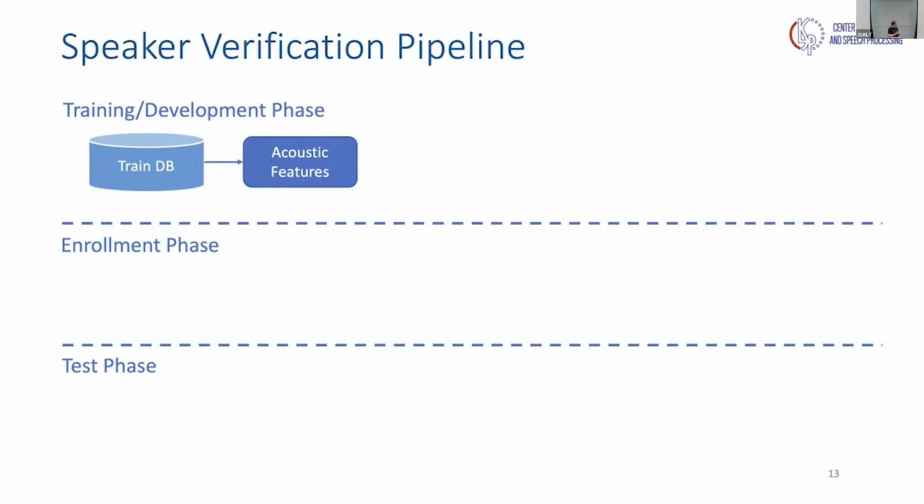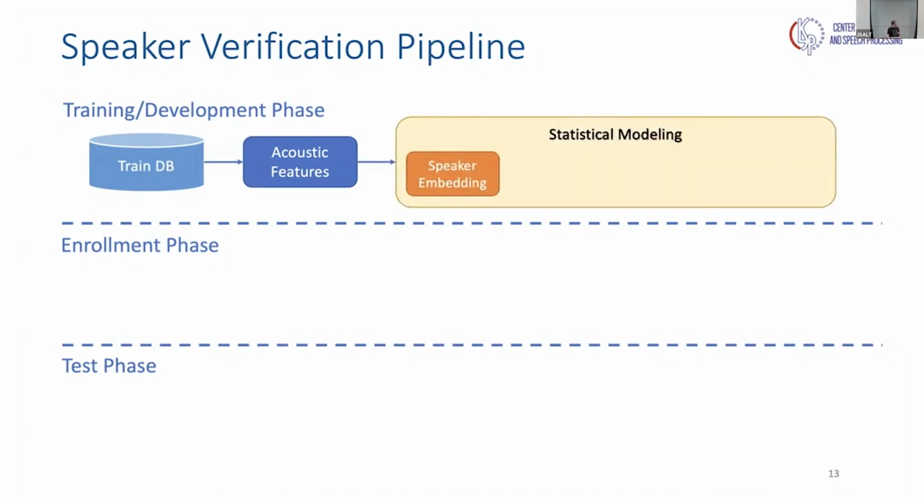So you will take this training database and extract some kind of acoustic feature. And then you will do statistical modeling. Mostly right now, this statistical modeling is basically training a neural network, a speaker embedding neural network. And then you may have to train some kind of metric model that helps you to compare embeddings. You may also have to train some kind of calibration model. The calibration model will help you to transform the metric that compares the embeddings of two audios into some kind of measure that has probabilistic meaning.